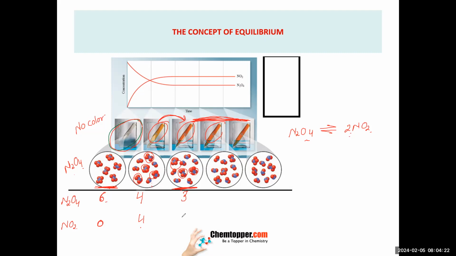So how many NO2s will form? 6. Here, check here. 1, 2, 3. How many NO2s? 6. Is there any change in concentration here? No. This is called equilibrium. The system is in equilibrium. Whatever you do, if you make some external changes, it will get disturbed, but it will restore itself. But otherwise, now the system is in equilibrium.